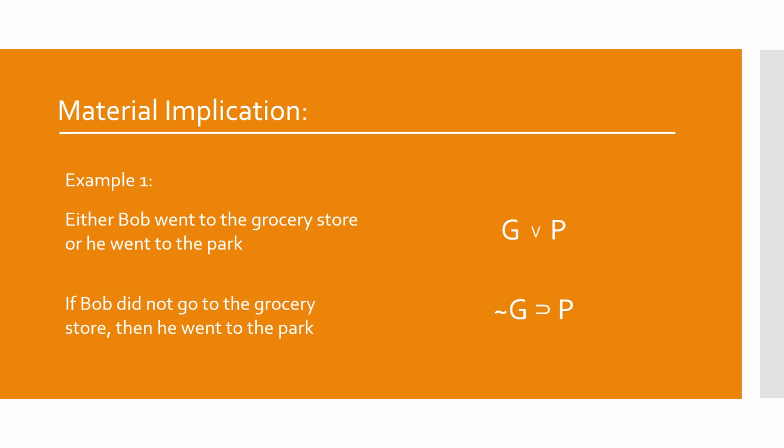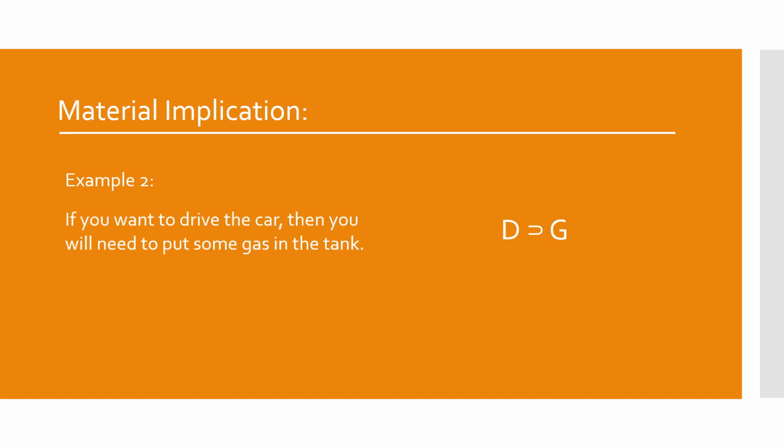And notice too, if we start with a conditional statement, we can go the other way around and make it a disjunctive claim. So let's look at this example. It says, if you want to drive the car, then you will need to put some gas in the tank, which again stated symbolically would just be D horseshoe G.